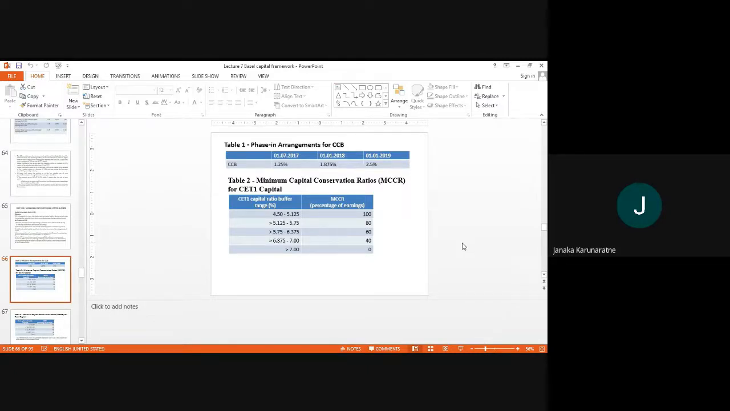If your bank has CET1 of 7.5, what does it mean? Fully compliant. You are fully compliant because the minimum is CET1 4.5% plus buffer 2.5, so the minimum requirement is 7. Now, let's say a sudden unexpected risk or stress event hits the bank, and bank capital comes down to 6.5. What happens then?